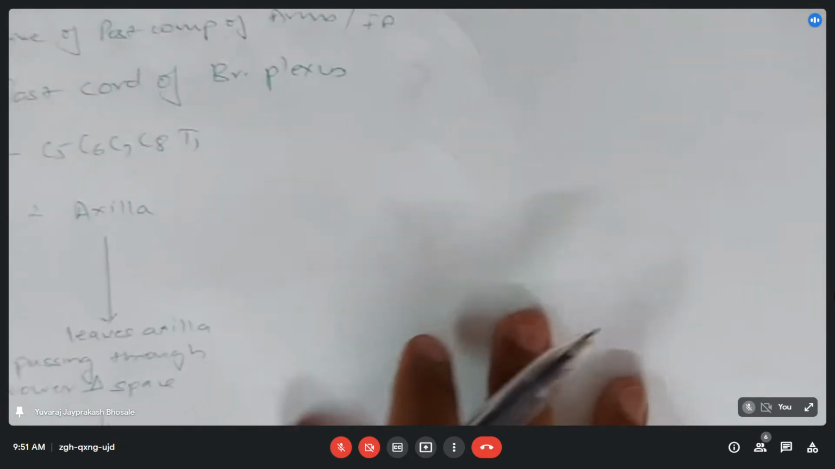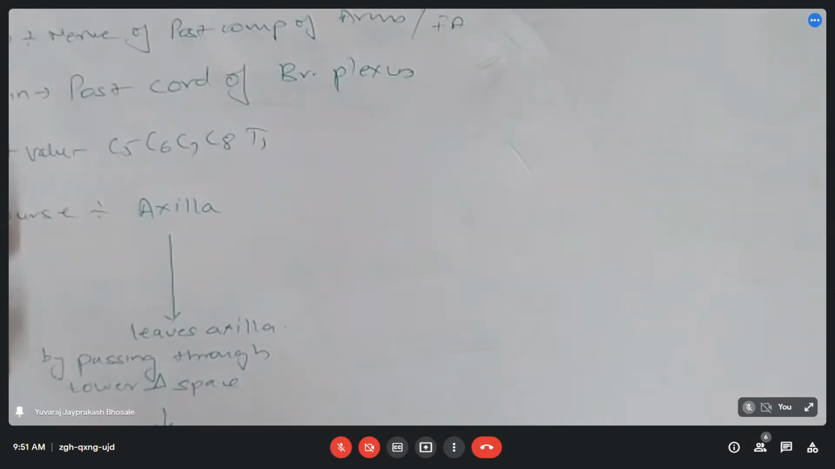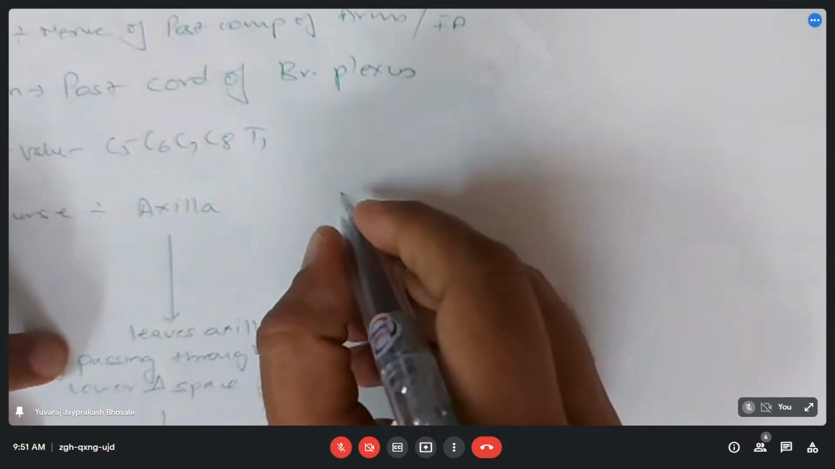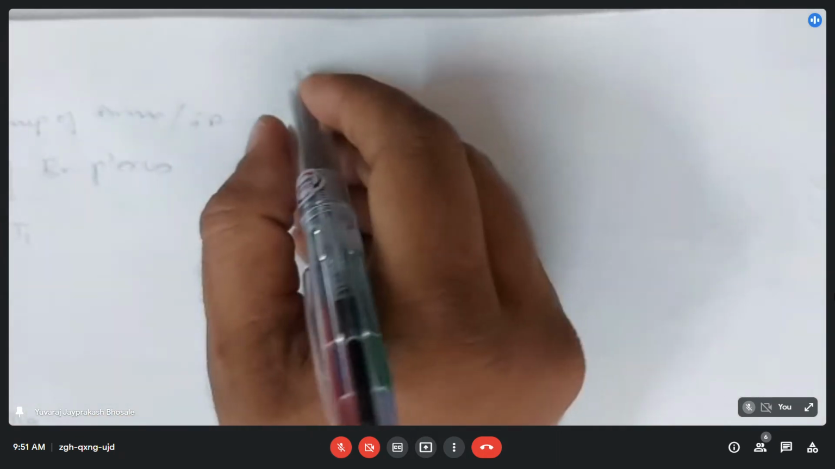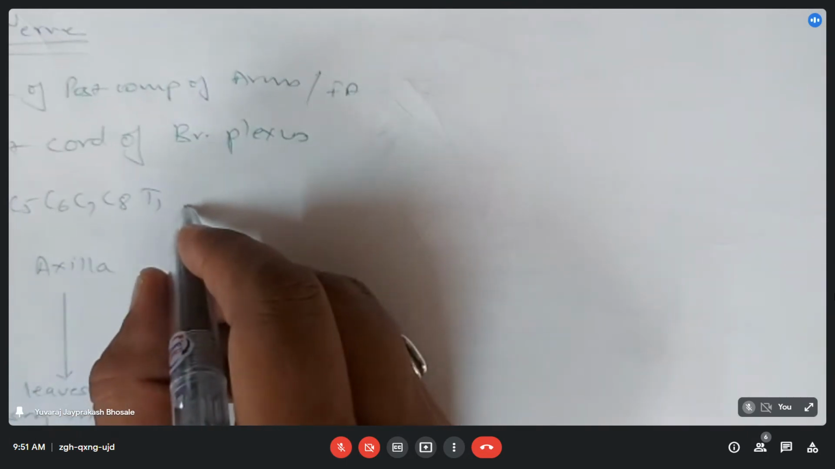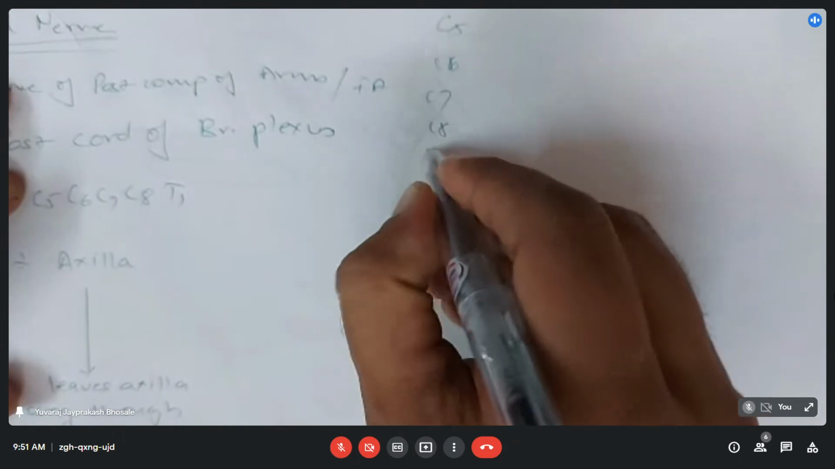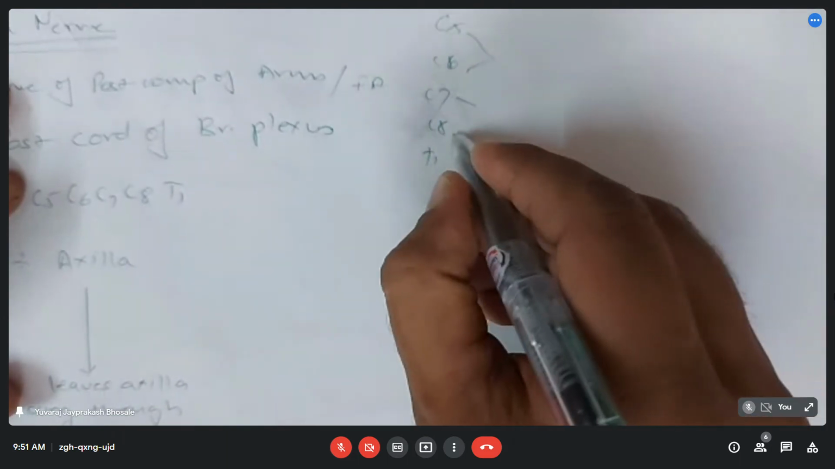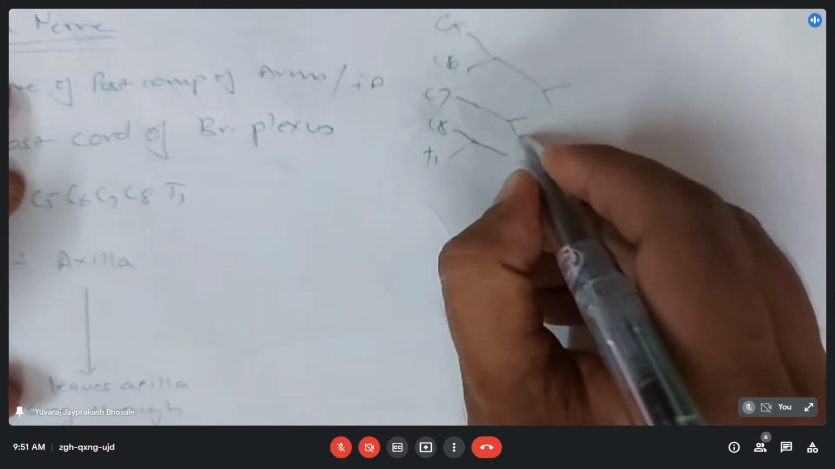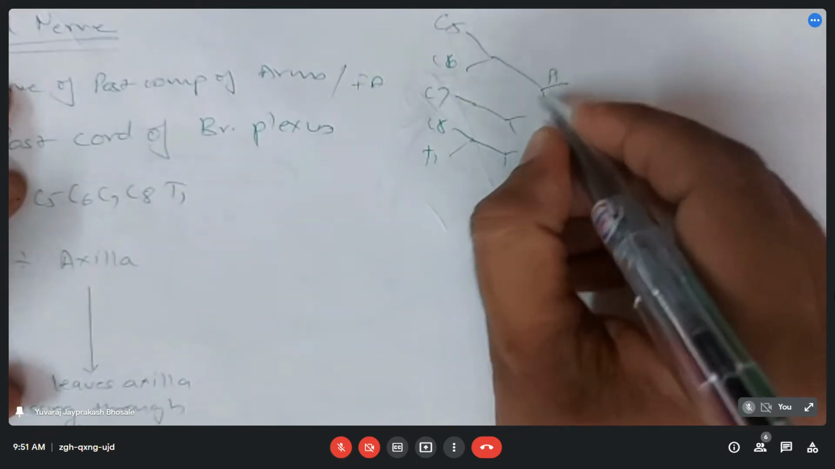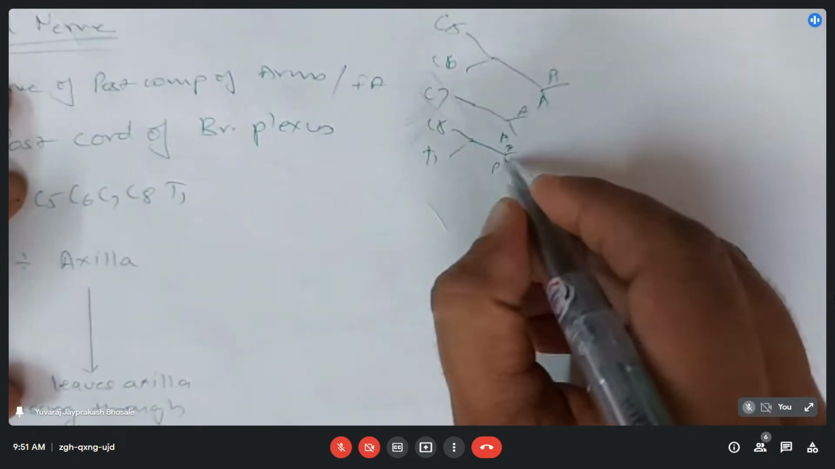Okay. So now let us start drawing the diagrams. One diagram you can draw is about its root value. We say the root value C5, C6. So draw C5, C6, C7, C8, T1. Unite them. Then show divisions: anterior, posterior, anterior, posterior, anterior, posterior, and all posterior.